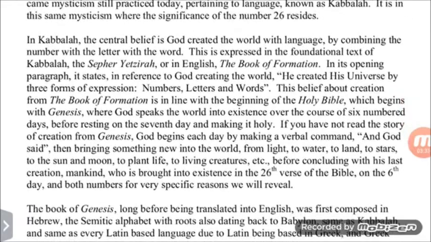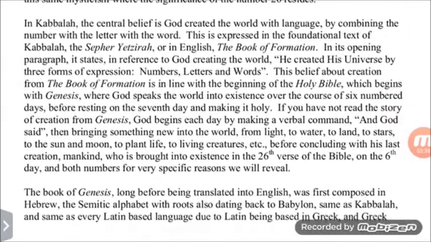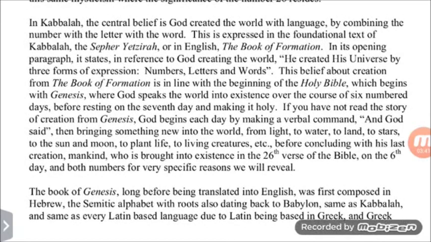In Kabbalah, the central belief is God created the world with language by combining the number with the letter with the word. This is expressed in the foundational text of Kabbalah, the Sefer Yetzirah, or, in English, the Book of Formation. In its opening paragraph, it states, in reference to God creating the world, He created His universe by three forms of expression: numbers, letters, and words.